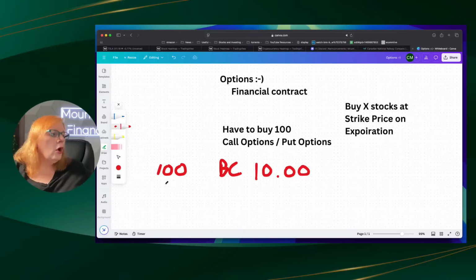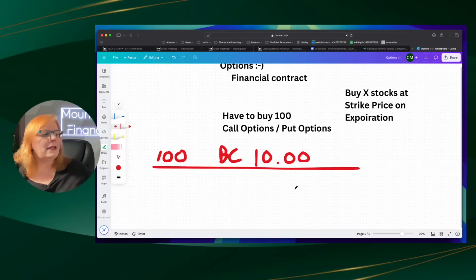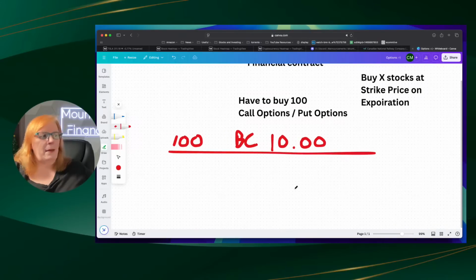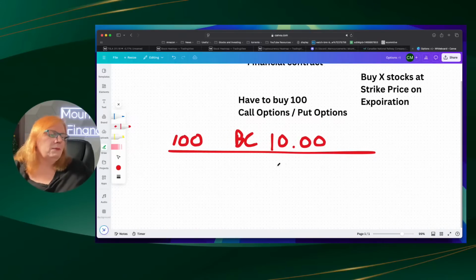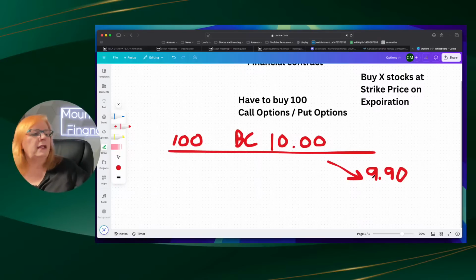All right, so what you can do option-wise is, let's say, for example, you're holding this Banana Co. and you think the price is going to go down. You think it's going to go down to, let's say, $9.90 over the next week or so. I'm just picking numbers off the top of my head, guys.